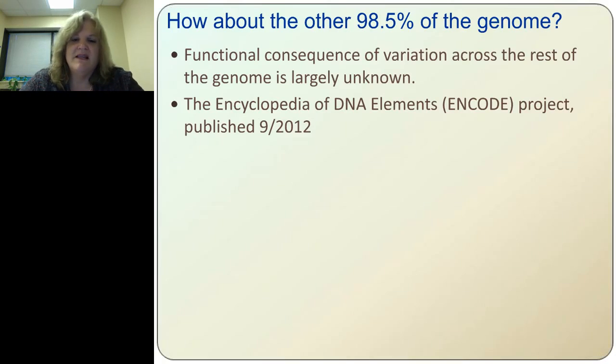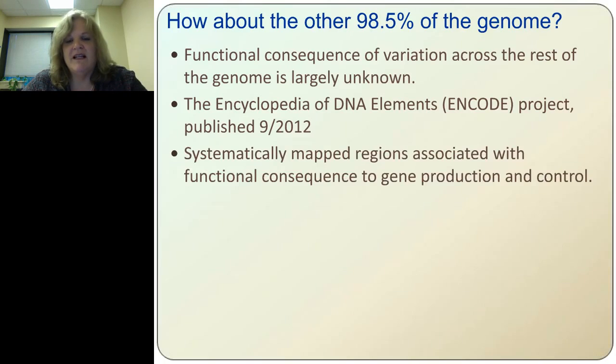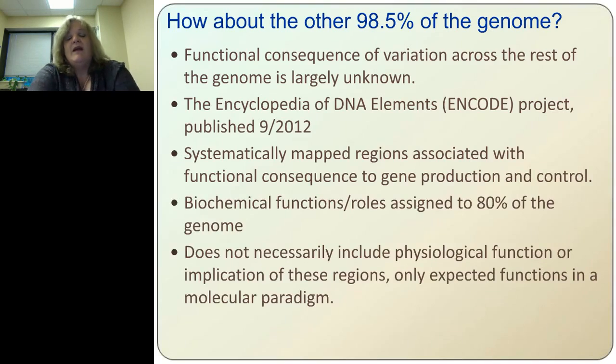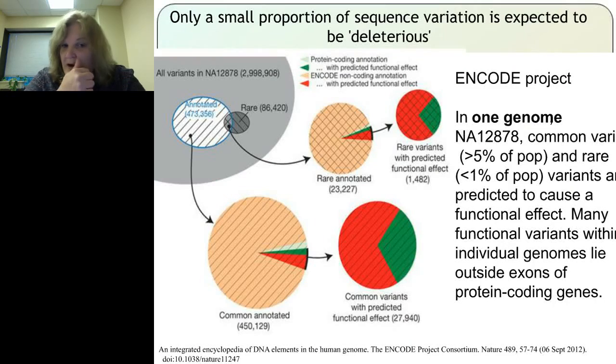To tackle some of this, the ENCODE project, which was published back in 2012, was looking at functional DNA elements and systematically mapped regions associated with functional consequences of gene production and control. They were able to assign some sort of biochemical function or role to about 80% of the human genome, or at least the 80% they looked at. But it doesn't necessarily include any kind of physiological function, like how it would affect a patient, or implication of variations or functions to the overall health of the individual. Only an expected function on a molecular paradigm.